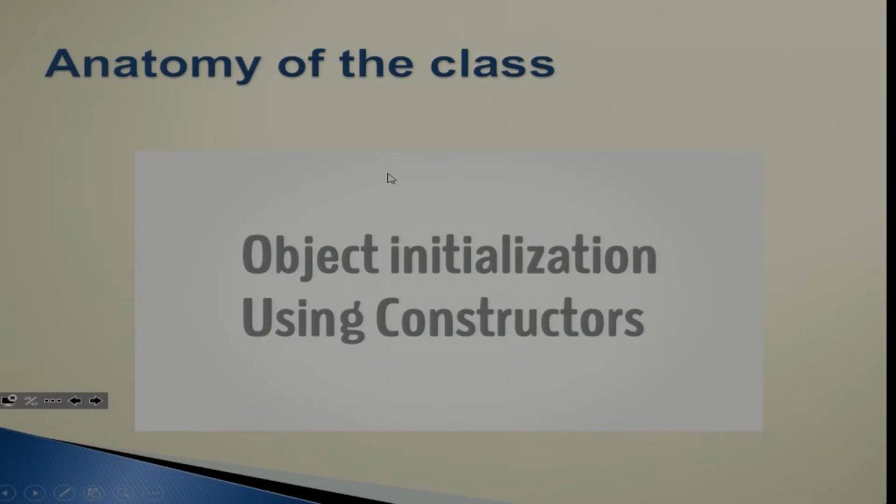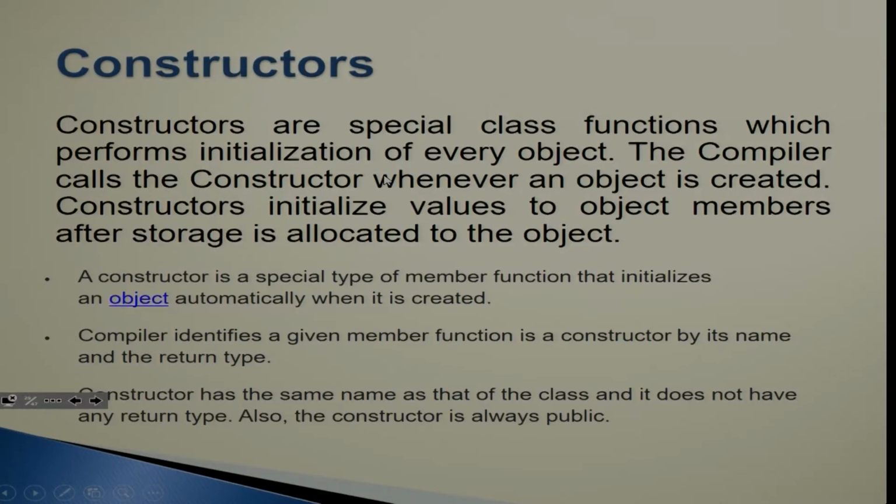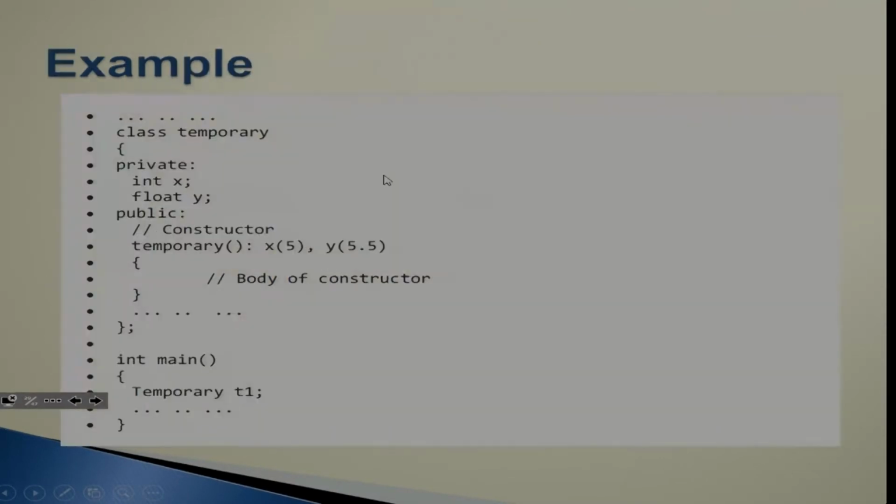Object initialization: constructors. Constructors are special class functions which perform initialization of every object. The compiler calls the constructor whenever the object is created. A constructor initializes values to an object's members after storage is allocated to the object. This is what we call a constructor. This is an example of a constructor.